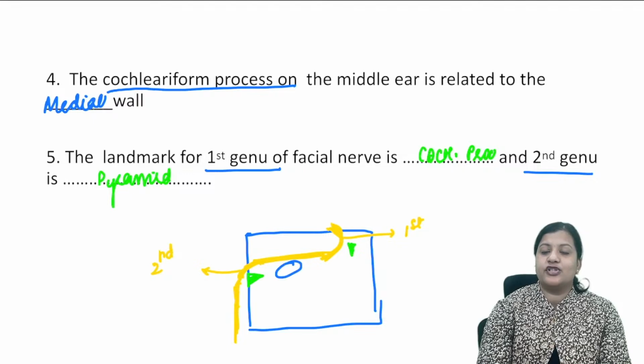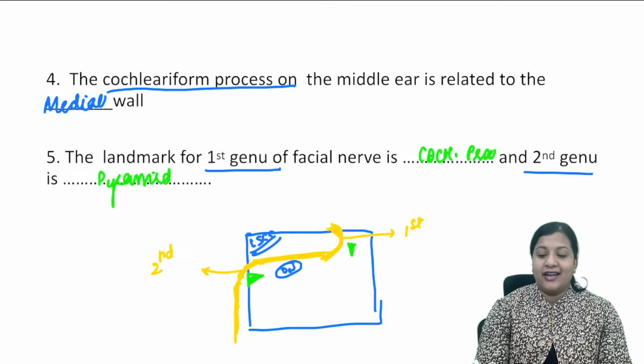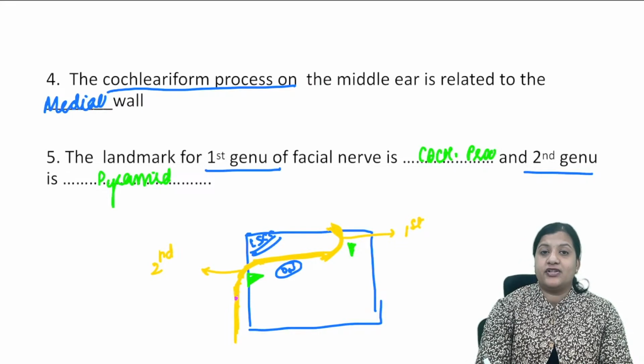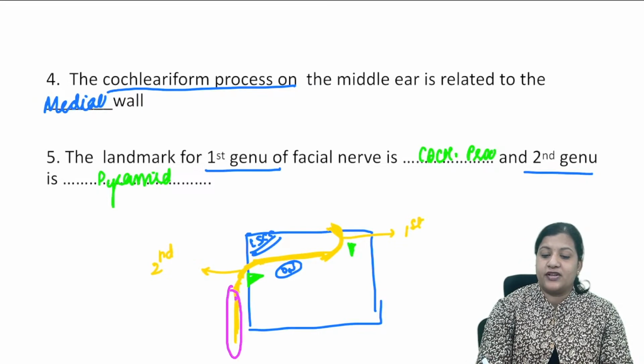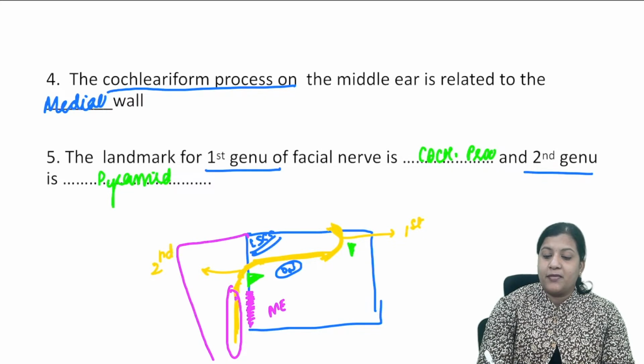It runs above which window? Above the oval window. Below which canal? Below the lateral semicircular canal. And then we have this vertical segment of the facial nerve. For this vertical segment, the landmark is a suture. This suture is present between the middle ear and the mastoid behind.